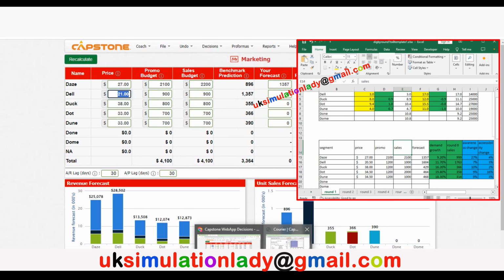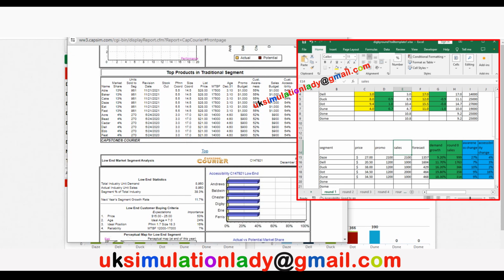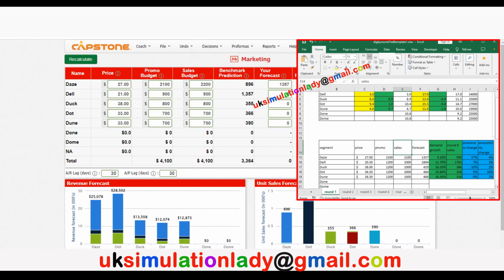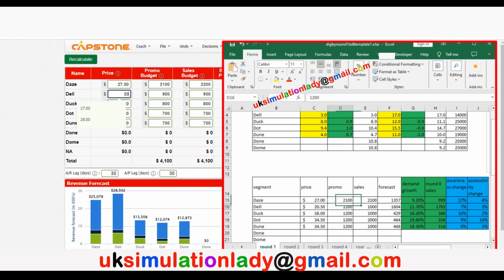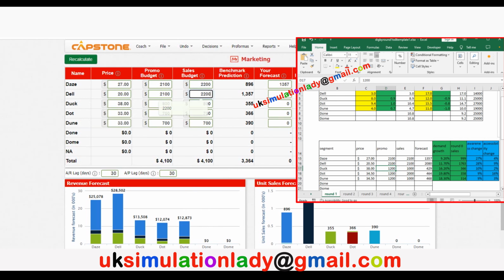Moving on to Dell, our low-end segment product, we've reduced the price to $20 per unit. In the low-end market, price is the most important factor, and the most affordable product will likely capture the largest market share, provided other factors remain constant. As with Daze, we've increased Dell's promo and sales budgets to $2,100 and $2,200, respectively, to improve awareness and accessibility. Entering these values into the CapSim forecasting template will give us an estimated demand of 2,080 units for Dell.